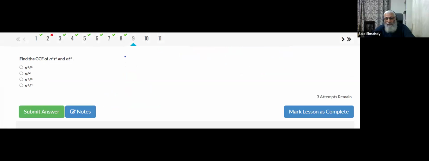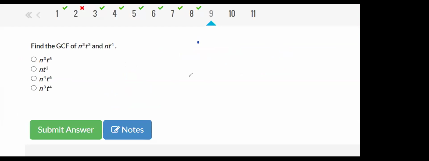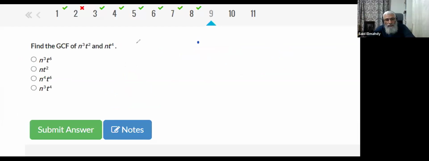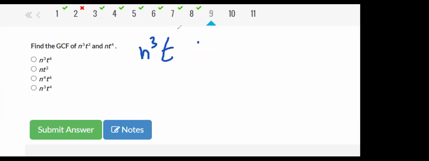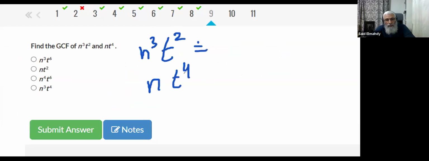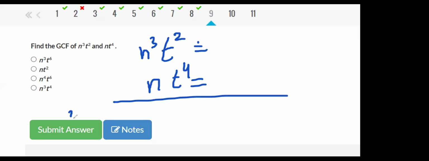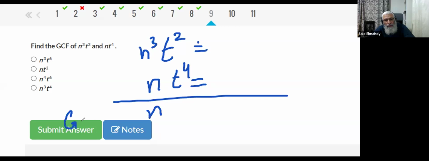Find the greatest common factor of n power of 3 t power of 2 and n t to the power of 4. What do you think? Greatest common factor. What is common between n power 3 and n? Only one n, yes.